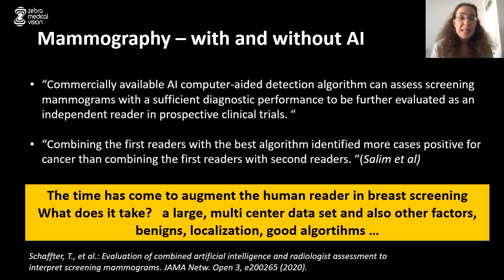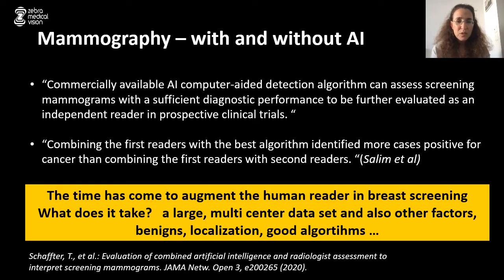Finally, to conclude the section on mammography, it is important to note some of the important conclusions that can be drawn out from these state-of-the-art papers. First of all, there are commercially available AI CAD algorithms that can assess screening mammograms with sufficient diagnostic performance. Second, combining the first readers with the best algorithm identified more positive cancer cases than combining the first readers with second human readers. These conclusions have significant clinical impact.